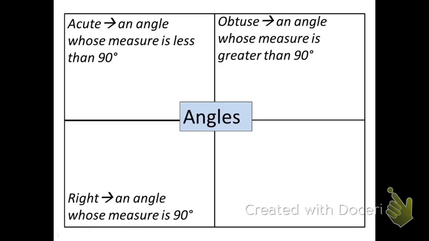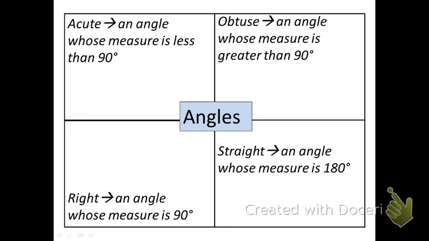A right angle is an angle whose measure is exactly 90 degrees, so we show a right angle by putting the square there. Doesn't look like much of a square. There we go. And that will indicate that this is 90 degrees. A straight angle is an angle whose measure is 180, so a straight angle here would say that this measures 180 degrees.